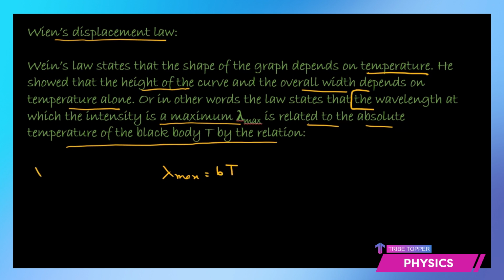Actually, it was that lambda max is proportional to T. The wavelength corresponding to maximum intensity, we denote as lambda max. It's directly proportional to the temperature of the body. Higher the temperature of the body, higher will be the intensity for a maximum intensity for a wavelength. So when you remove the proportionality sign, you get a constant. So lambda max is equal to B T, where B is Wien's displacement constant and T is the temperature of that hot black body emitting the radiations.